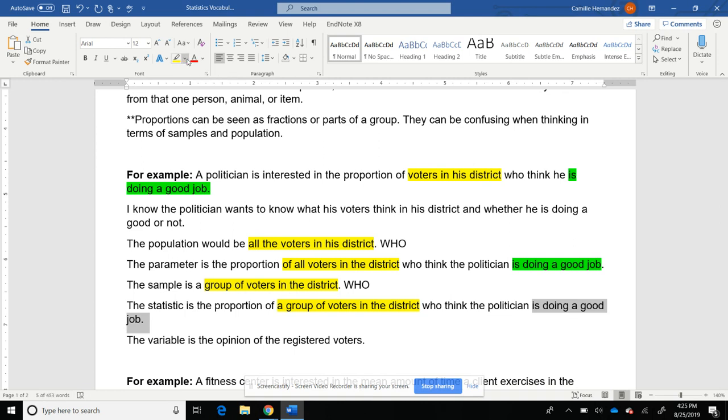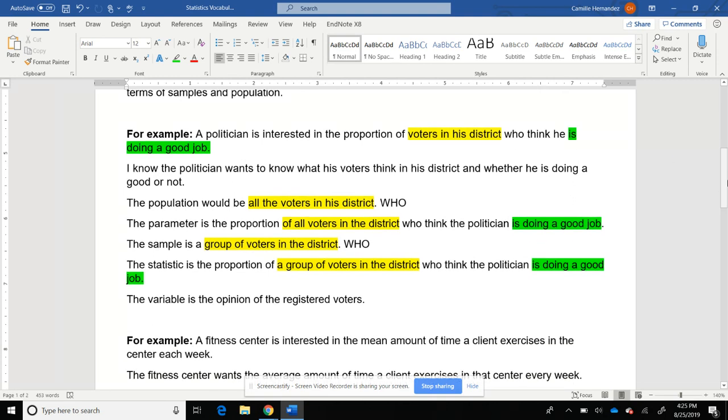Okay, and again, we have that proportion, but remember, just think of the proportion as the opinion we're trying to get. Do they think he's doing a good job? Do they not think he's doing a good job? All right, so the variable for this is what we're really looking at, and that is the opinion of the registered voters. So that again is that one thing we want to know.